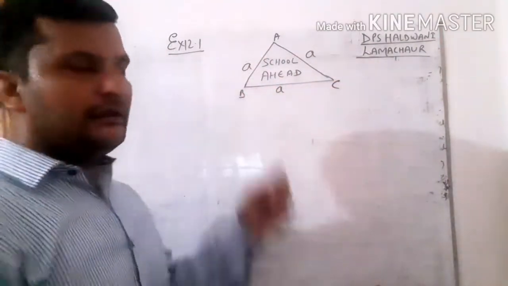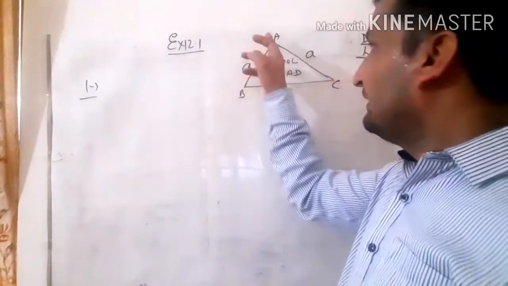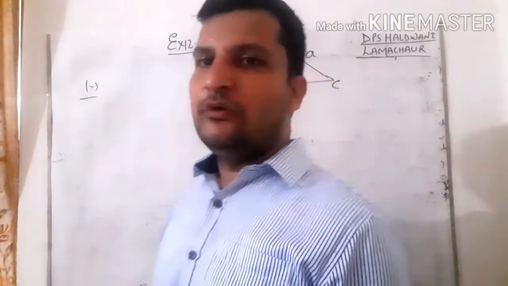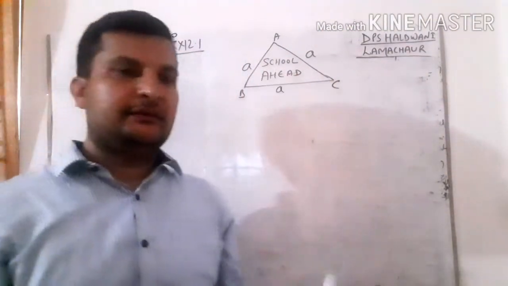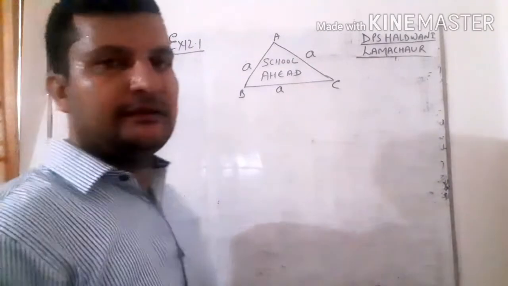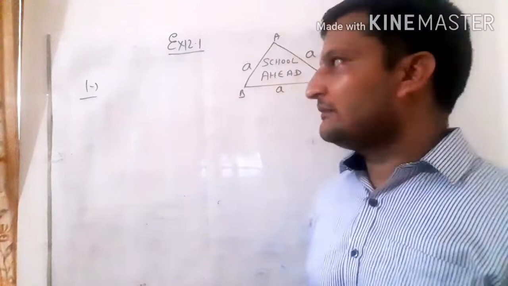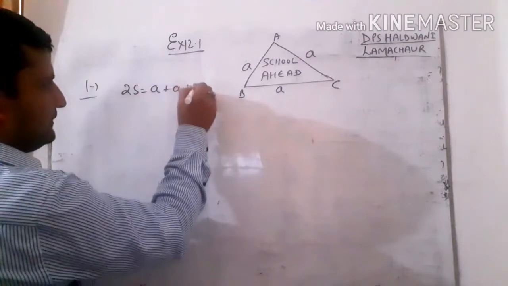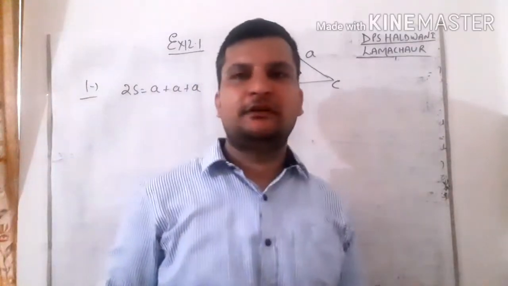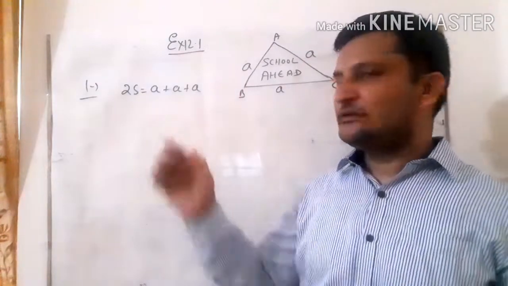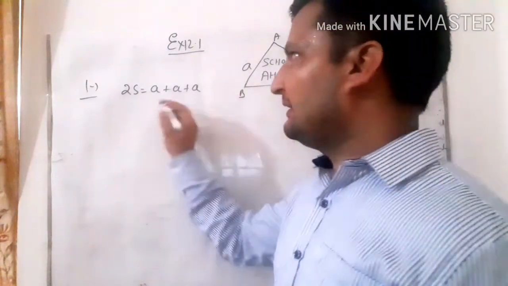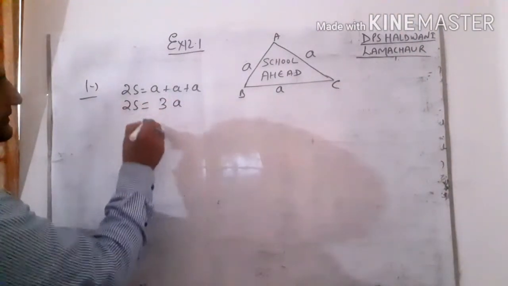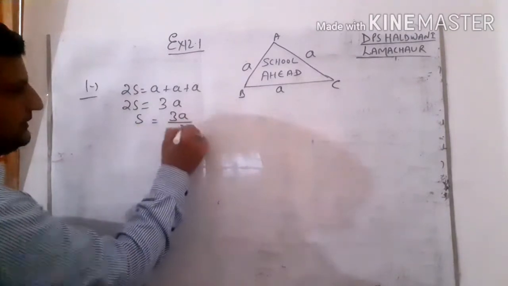So, students, we can call the triangle ABC. A, B and C are the vertices. We have to find the area of this board with all sides equal to a. I have told you that first we have to find the value of s. So 2s is equal to the perimeter of the triangle, so 2s is equal to a plus a plus a. How many a are here? 3. So 2s is equal to 3a, so s is equal to 3a by 2.